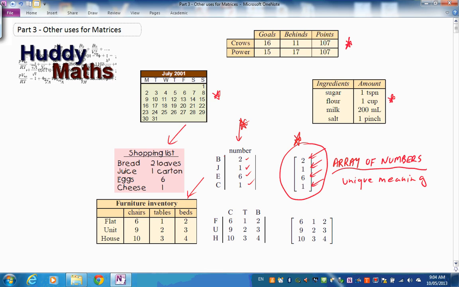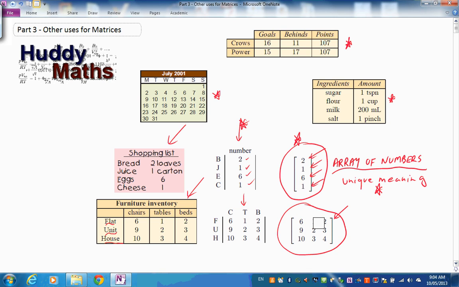Okay, what about this? A furniture inventory. What you've got in your flat, a unit and a house. A list of chairs, tables, beds and so on. So you could make up this summary, but the matrix really is this. And we put this squared off bracket at the end. And now you must remember the unique meaning of each of those entries. And they can't be played around with. You can't sort of add the 6 and the 1.